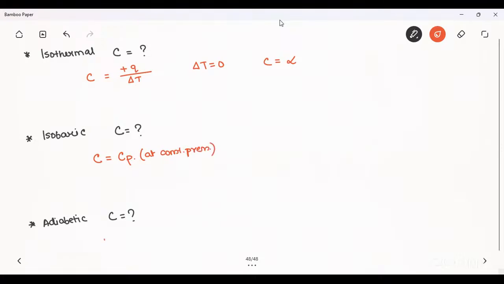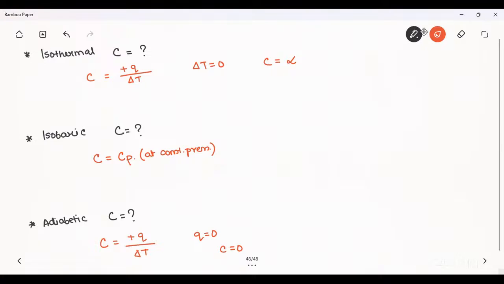Adiabatic means what? C is Q by delta T. Adiabatic means Q is equal to 0. So obviously C will be 0. Is this part clear? These 3. Is this part clear? Yes, ma'am.